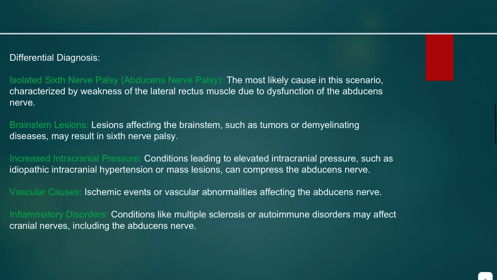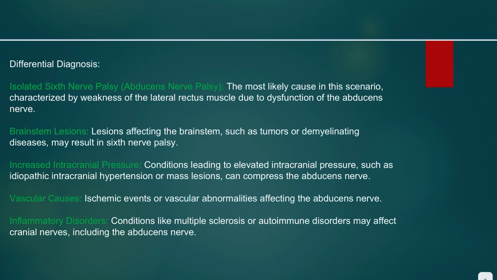What are the differential diagnoses? We can have an isolated sixth nerve palsy, and this is the most likely case in this scenario, which is characterized by weakness of the lateral rectus muscle due to dysfunction of the abducens nerve. If there are no other pathologies involved or no apparent other neurological deficit, then you can safely say this is an isolated sixth nerve palsy.